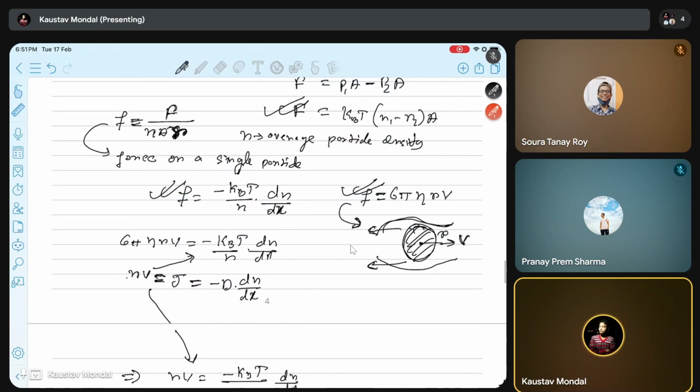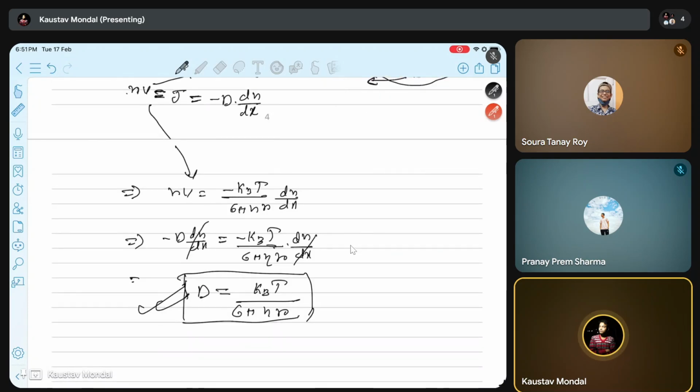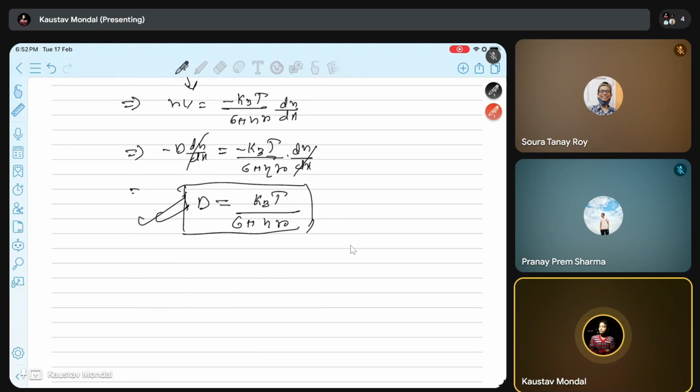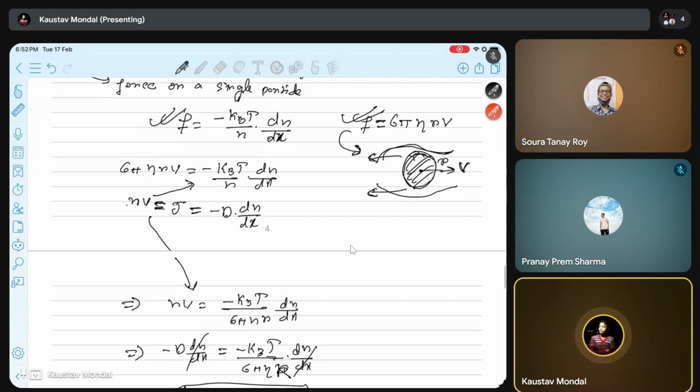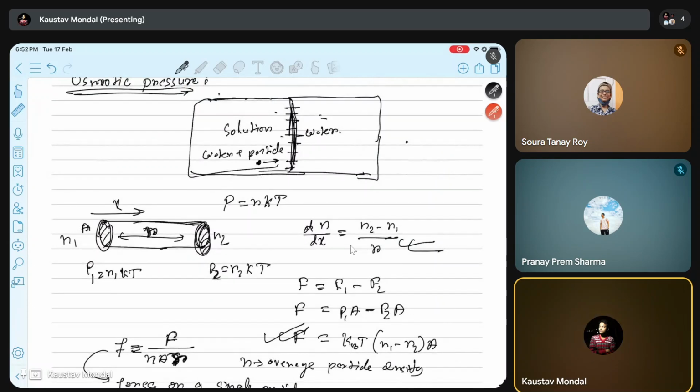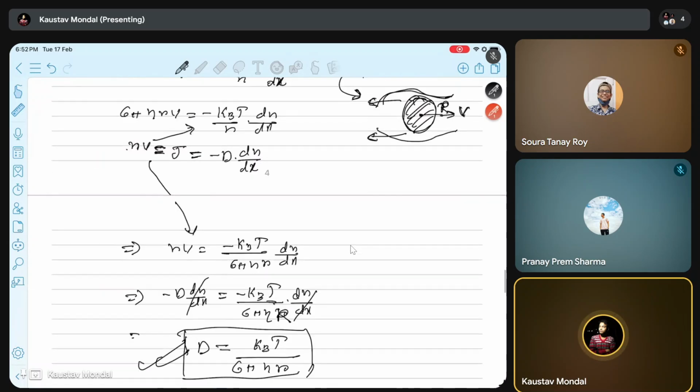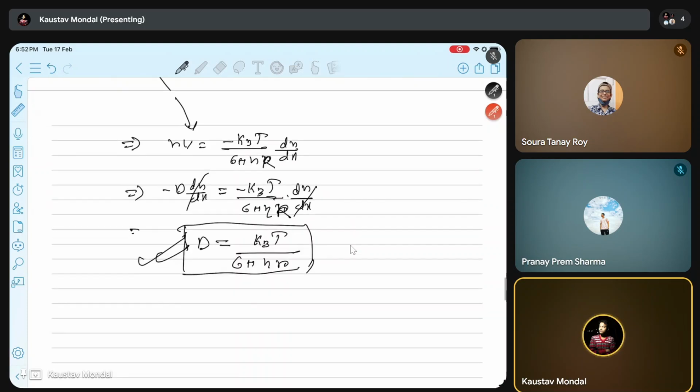So for the spherical particle, let's take this r as capital R, because we are using small r as this distance. So let's make this r as capital R. This is the radius, and this is a different thing, capital and smaller.